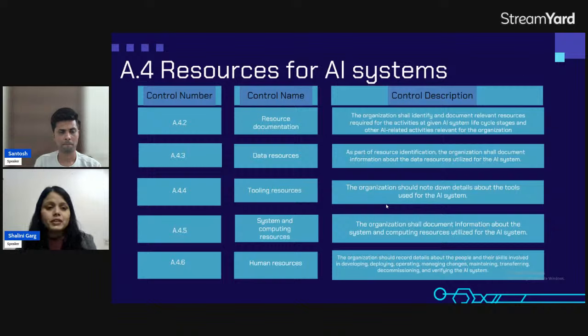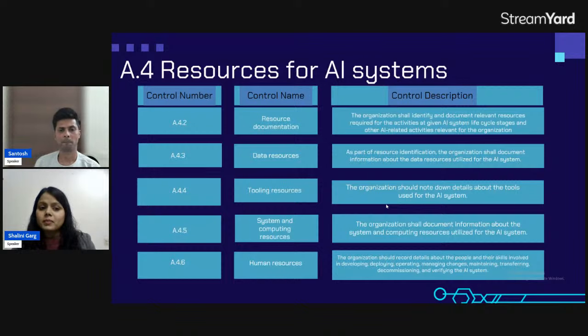So what we have to do is resource documentation. Okay, this is a term which has been introduced, so let's simplify this. The organization needs to list down the important items for its AI system, its journey and other related activities. We just have to note it down. So the organization has to keep tabs on these resources, for example parts, data, tools, or other people involved in the AI system. It's a very big deal to keep all of the records, trust me.